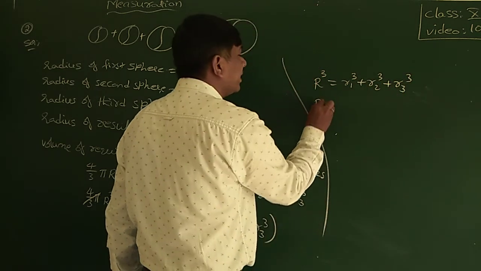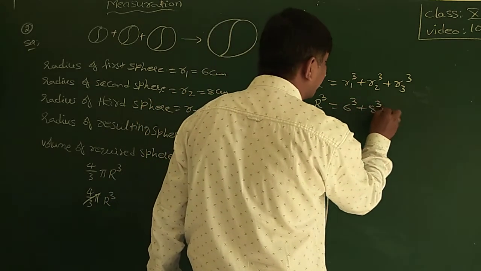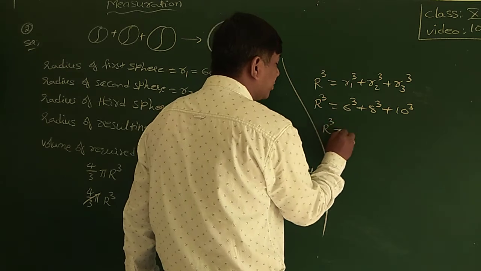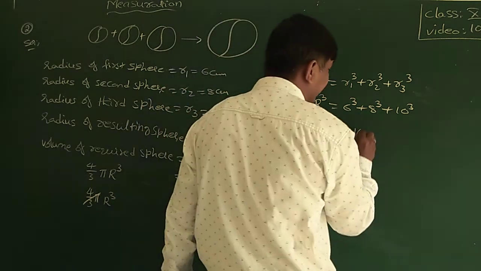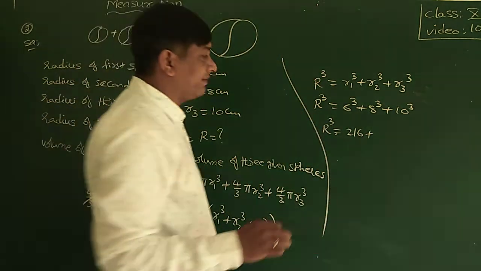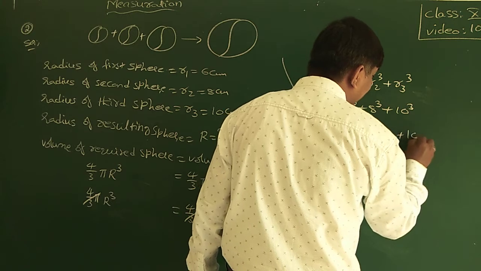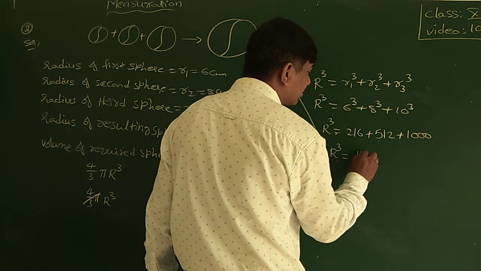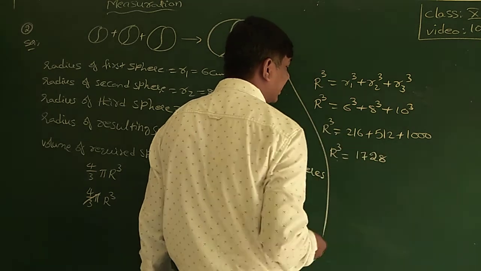Now substitute here, r cube is equal to 6 cube plus 8 cube plus 10 cube. 6 cube: 6 6 36, 36 6 216. 8 cube: 8 8 64, 64 8 512, plus 1000. Now R cube is equal to 1728.